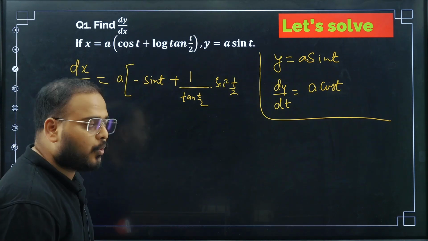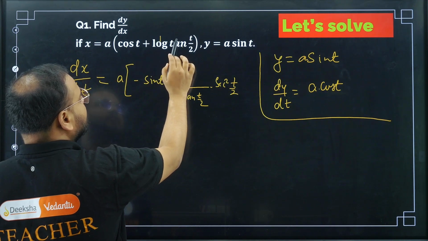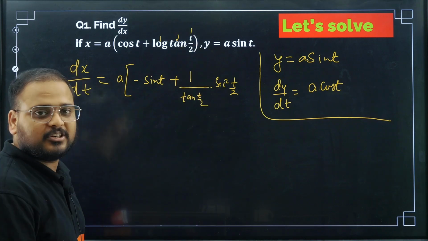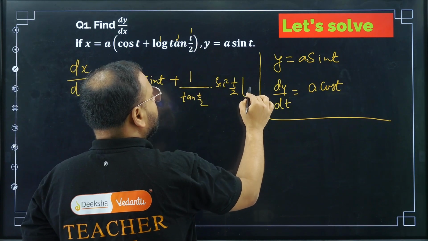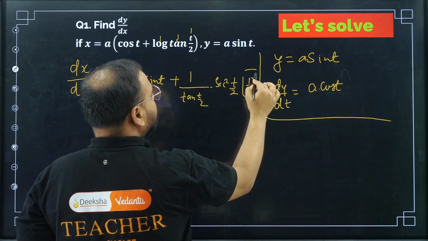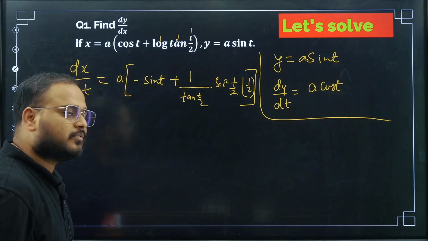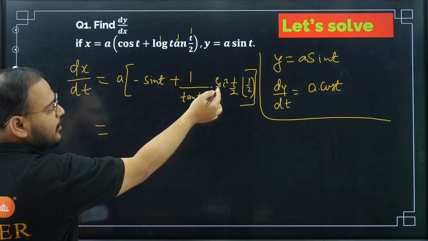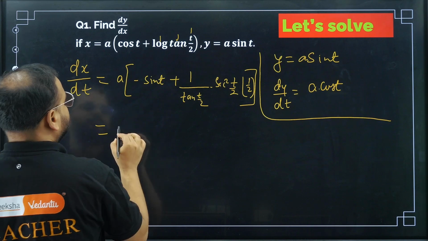Is it over? No. First is the logarithmic, second is trigonometric, and third is the polynomial function. T by 2 is also there, right? So that will give me the differentiation as 1 by 2. Now it's complete. I have done a similar kind of step in the previous session also.